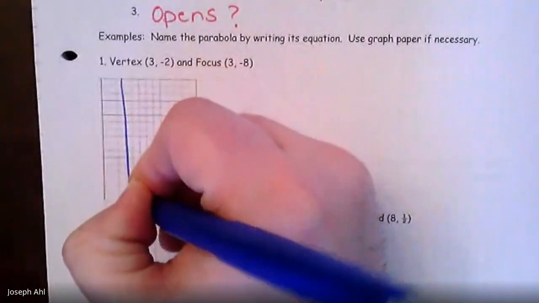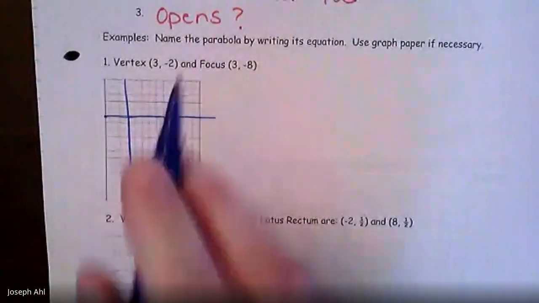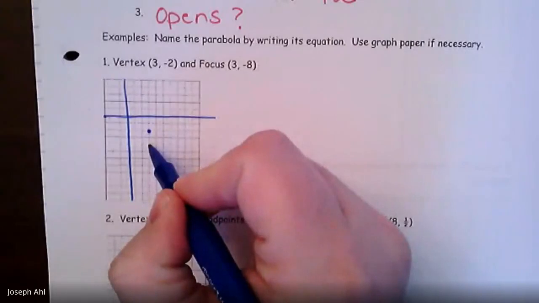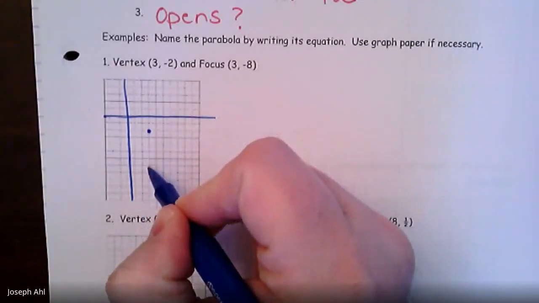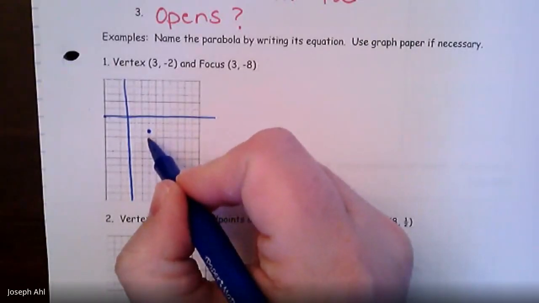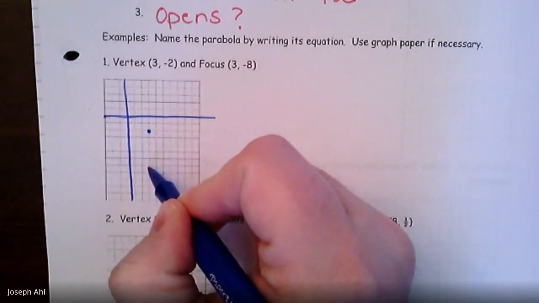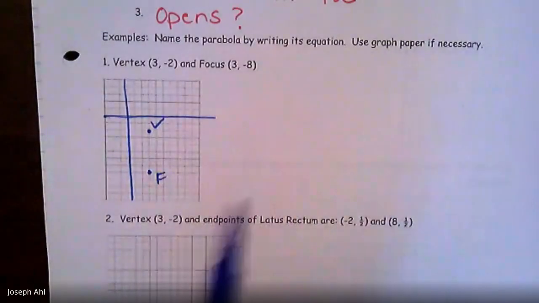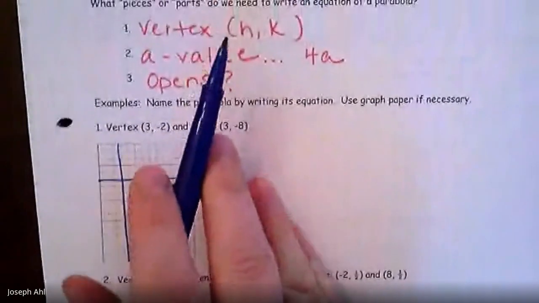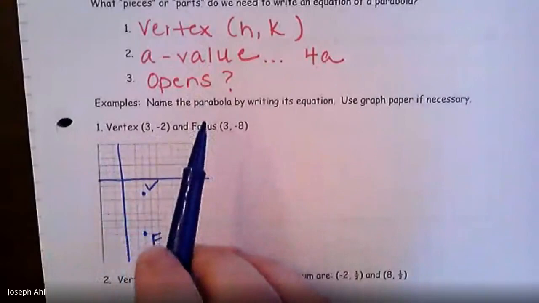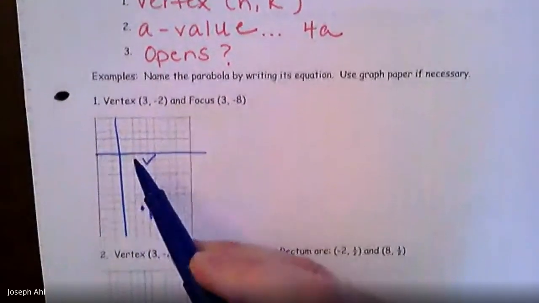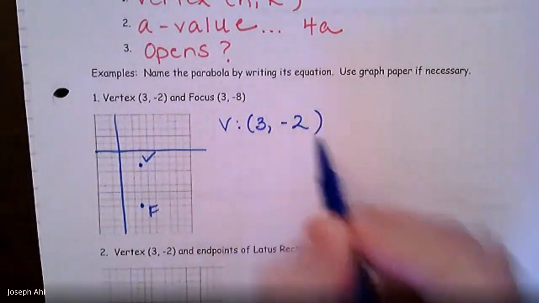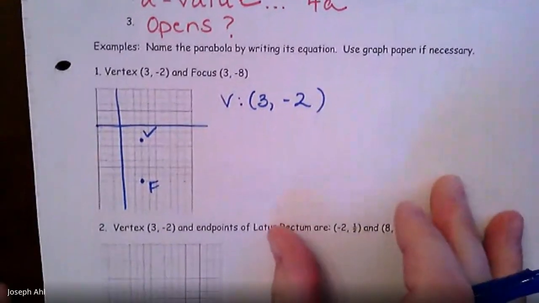So I'm actually going to draw some axes over here, 3, -2, and then 3, -8. Let's say that 2, 3 is right here. Okay, there's the focus and there's the vertex. So when I'm thinking about my list of the 3 things that I need to know: the vertex, the value of a, and which way it opens. You know, even just based on those 2 points, I know those 3 facts. Well, we already know that the vertex is 3, -2. So we can check that off the list.